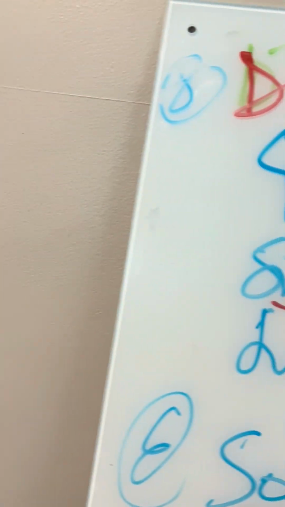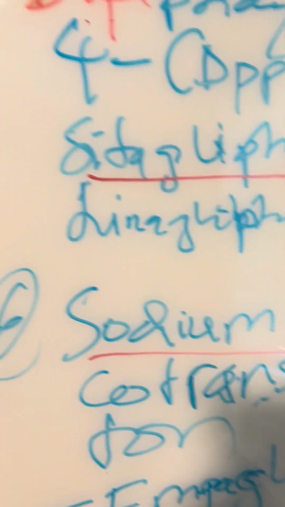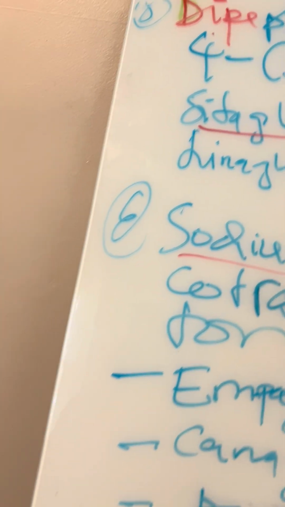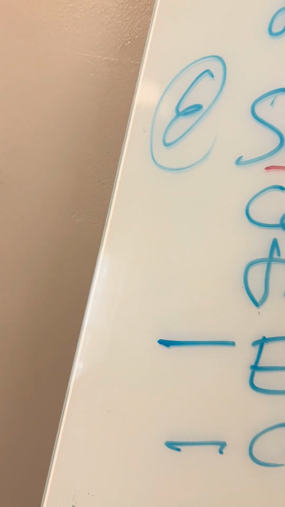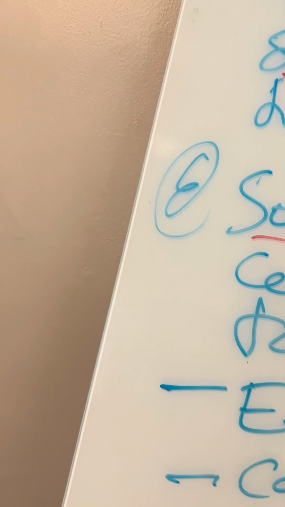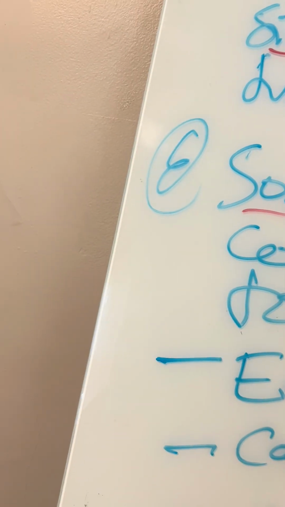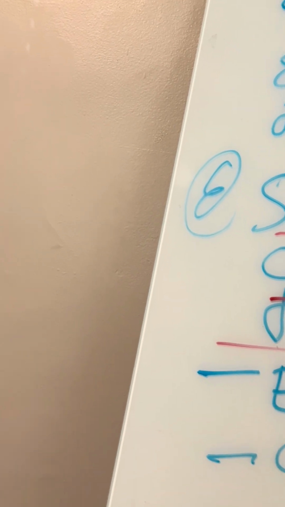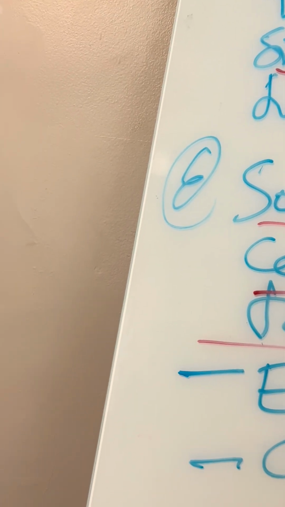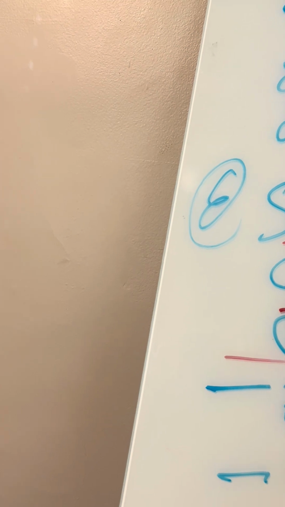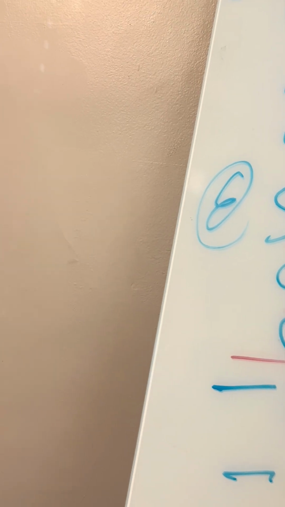And then the last group is very interesting. I love this group of drugs. They are called sodium glucose cotransporter inhibitors. Examples, these are new drugs: empagliflozin, canagliflozin, dapagliflozin. I have seen this drug is very good.